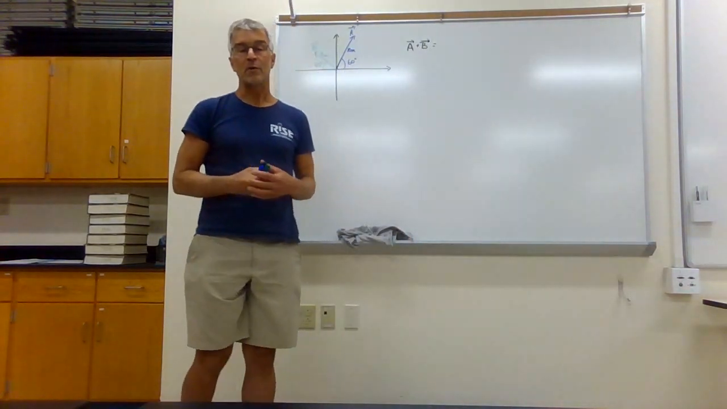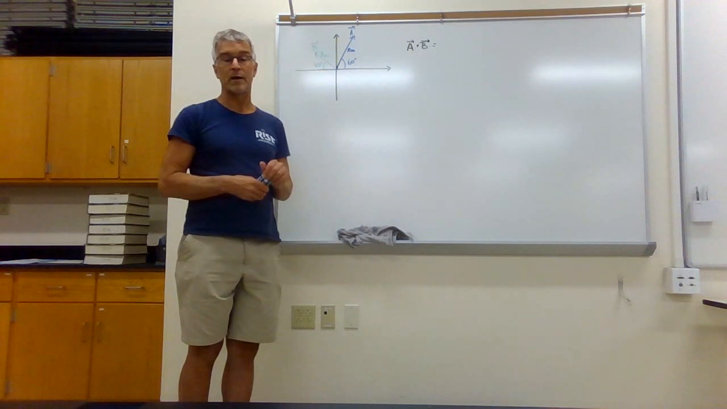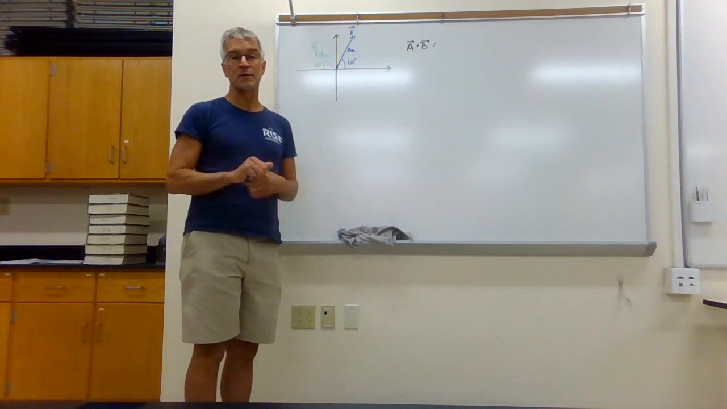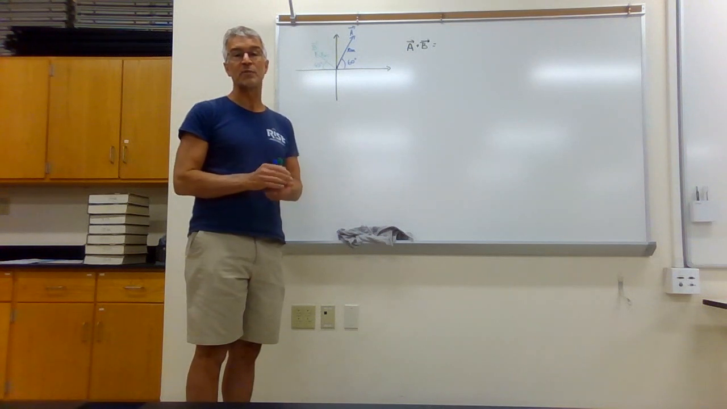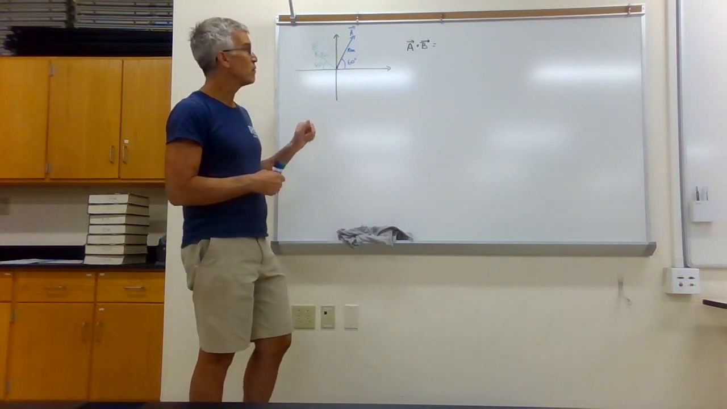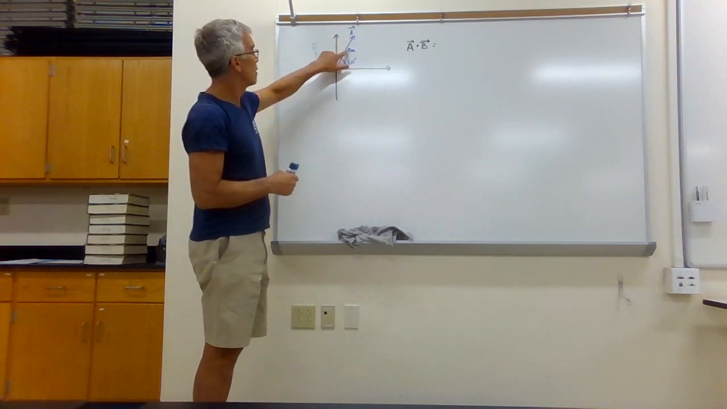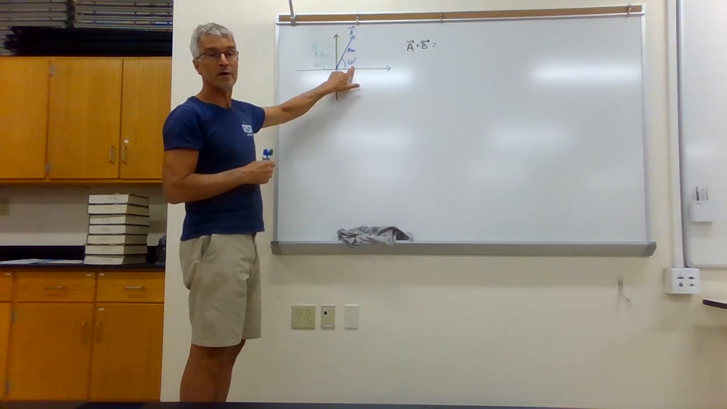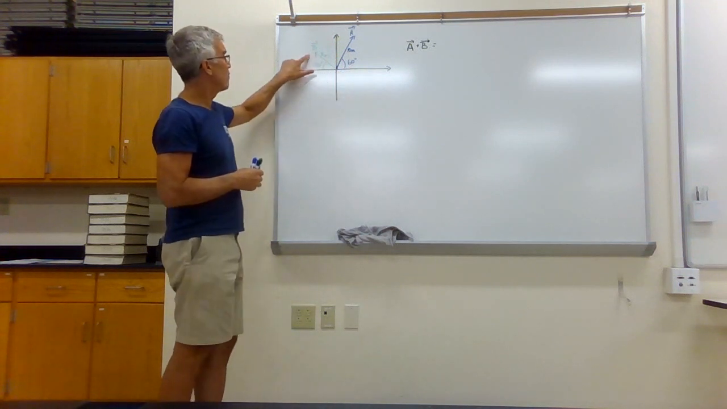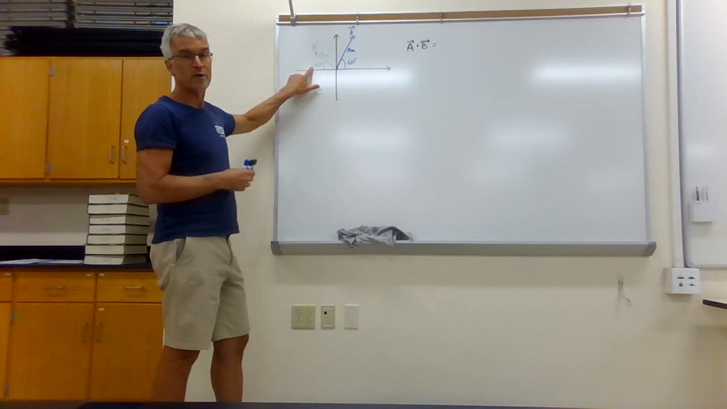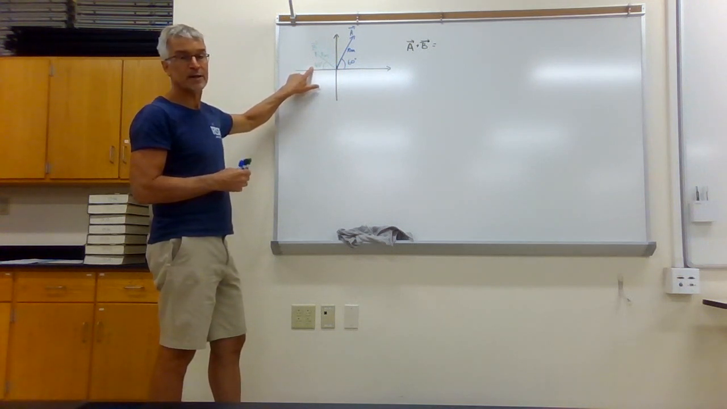In this video, I'm going to add two vectors that are not at right angles to each other. When they are at right angles, adding the vectors is pretty easy because we can use the Pythagorean theorem. With these two vectors, vector A has a magnitude of 10 meters and makes an angle of 60 degrees with the positive x-axis. Vector B has a magnitude of 8 meters, and it makes an angle of 45 degrees with the negative x-axis.